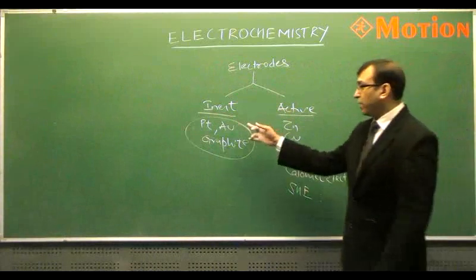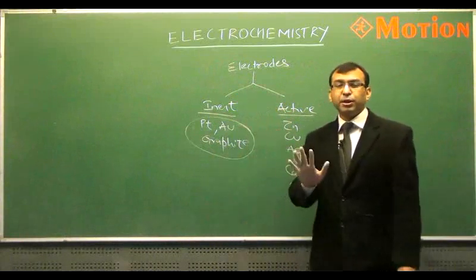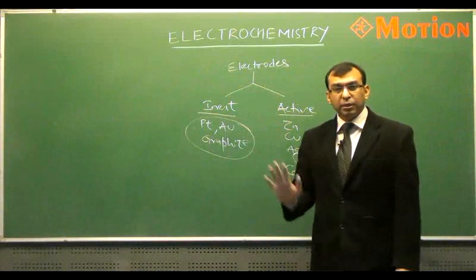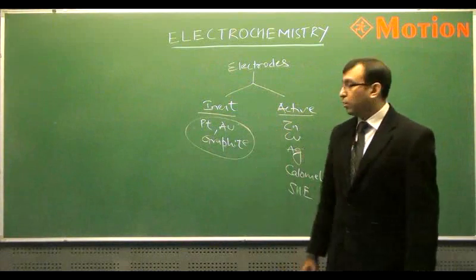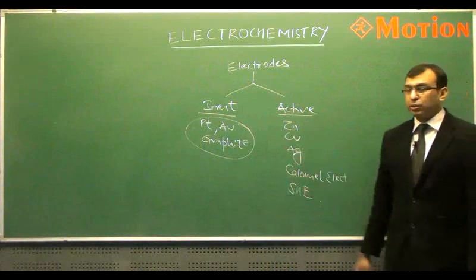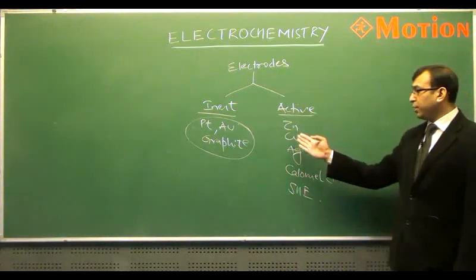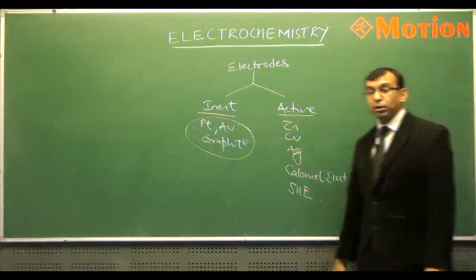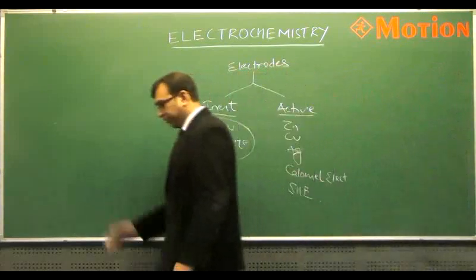Inert electrodes, we should remember: platinum, gold, graphite, etc. If not mentioned, we can assume the electrode to be an inert electrode. But there are a few active electrodes. In fact, most of the electrodes are active electrodes. Metals like zinc, copper, silver, calomel, standard hydrogen electrode, these are active electrodes.